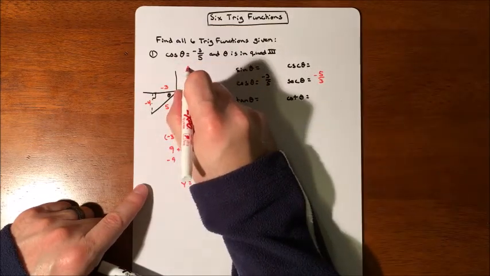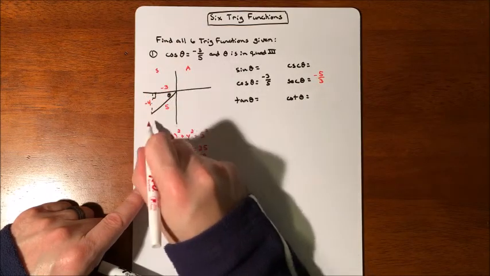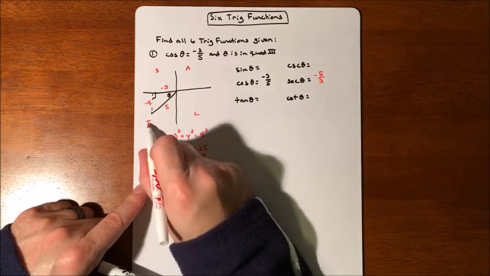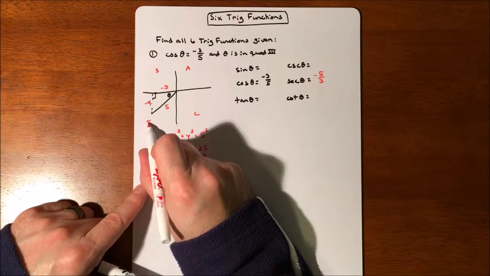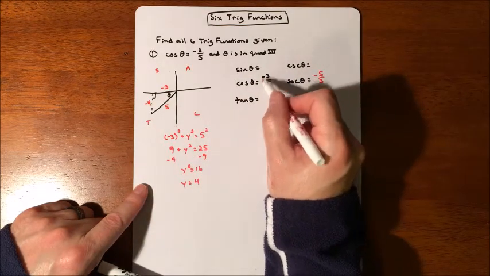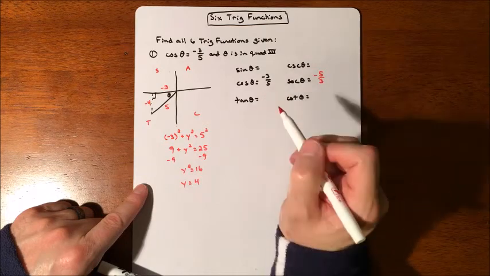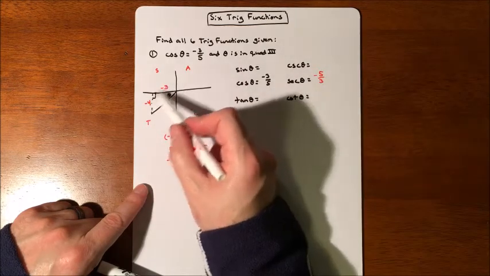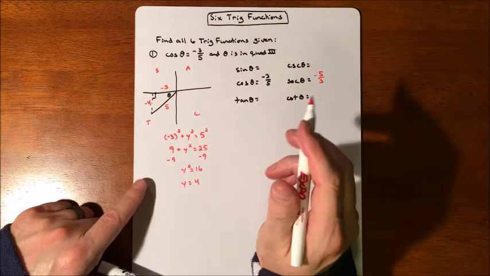Don't forget that you have a smart trig class. That refers to tangent being the only positive. Sine should be negative, cosine is negative, so that's a good sign, and then tangent should be the only positive. But if you put your negatives on here, things should flow through appropriately.